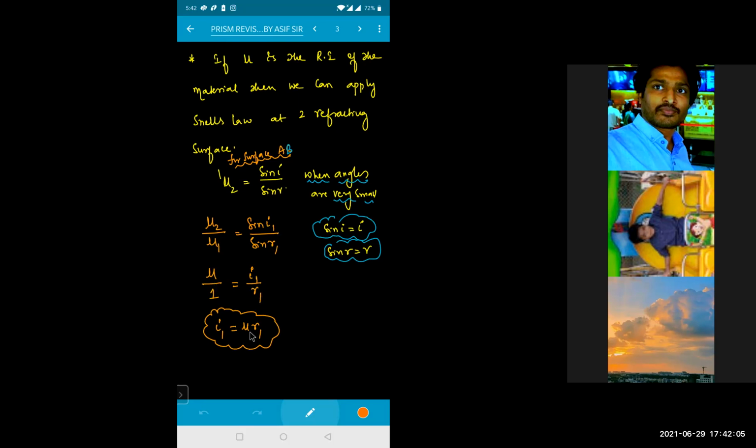So I1 will become how much? Mu into R1. Because for A, the refractive index mu1 is equal to 1, and mu2 is equal to mu. So mu I1 is equal to mu times R1. Okay, now?